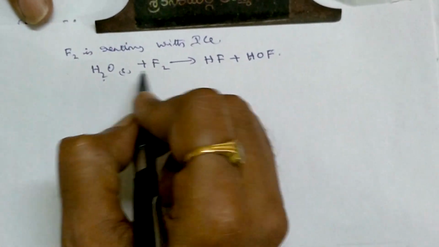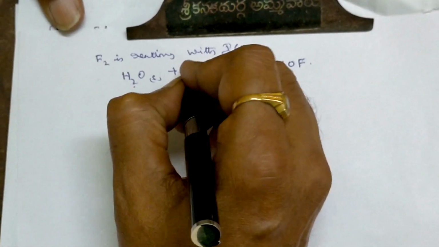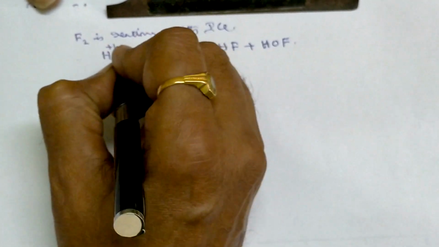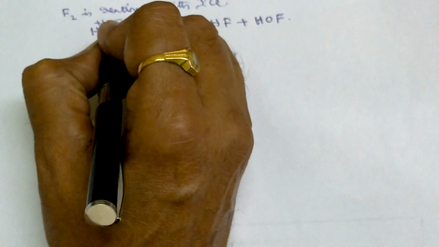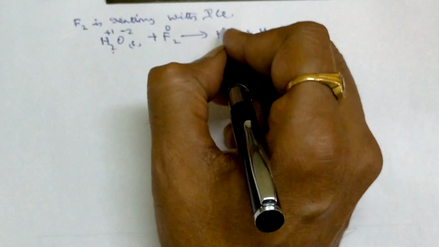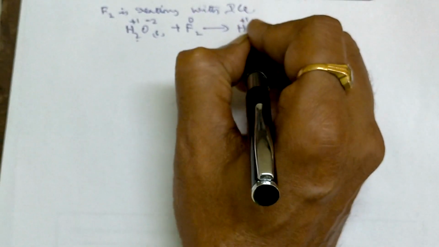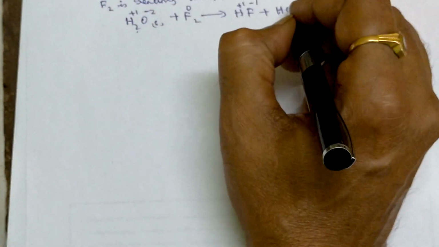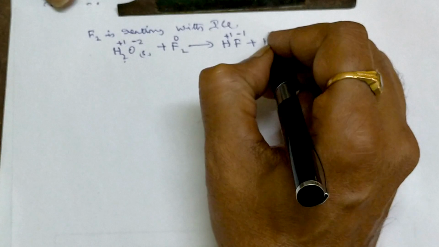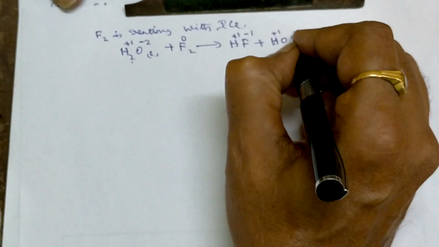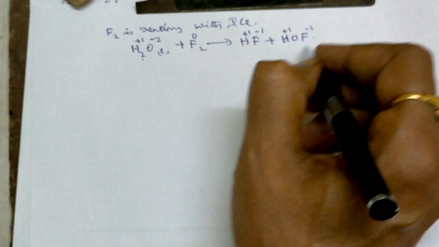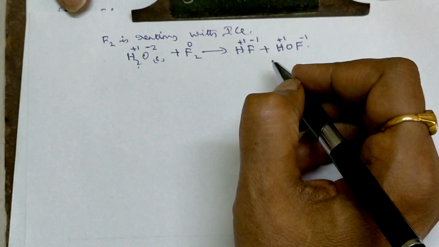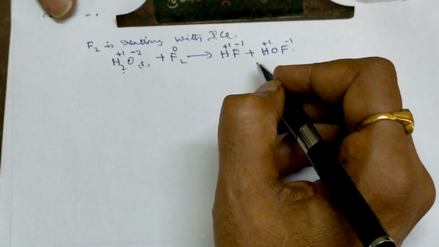Now water is reacting with F2. If you see, in F2 the oxidation number is 0, hydrogen is +1 and oxygen is -2. The left side reactants are fine. On the right side, in HF hydrogen is +1 and fluorine is -1. Now in HOF, H is +1, fluorine is -1, and the total for the compound should be 0. Then what is the oxidation number of oxygen? It is a typical one. Most people will get stuck here.